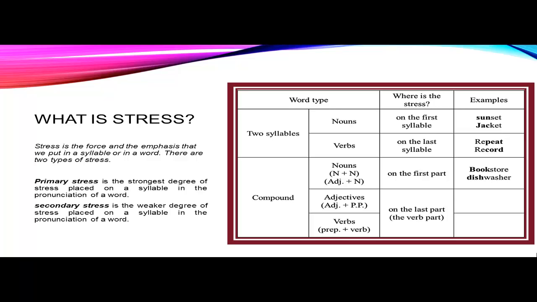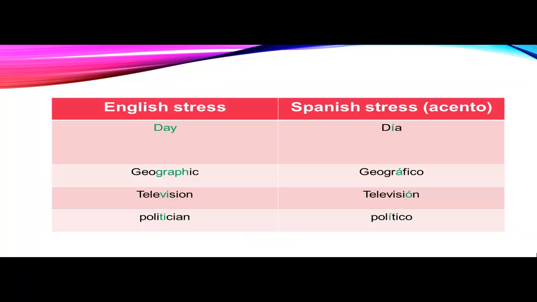Contrary to Spanish, where the stress is marked over the vowel with a diacritical mark, English puts the stress in the syllable. For example, in English we have day, geographic, television, politician. In Spanish, the stress is día, geográfico, televisión, and político.